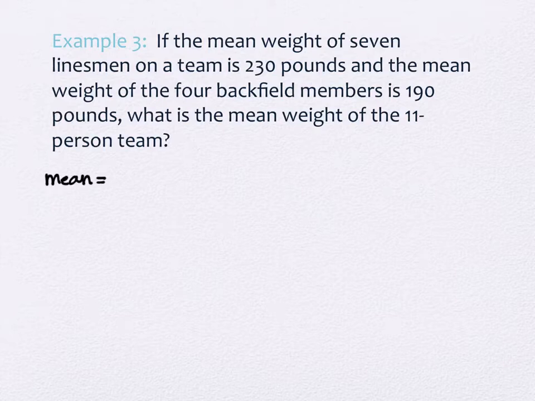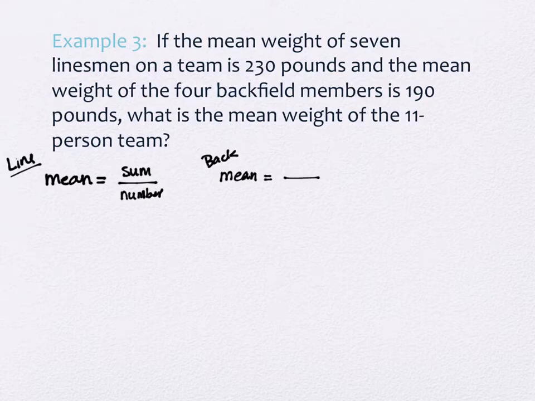So we can find the mean of the first group is going to be the sum over the number of them. So these are our linesmen. This is the line. And then I've got the backfield, so I'll label them back. I've got their mean, and it's their sum. In this case, it's the sum of the weights, not a sum of the points, sum over the number of them. And then I'll show you, this isn't the only thing we have to do, but this is the starting point that looks just like the last problem. What's the mean of the linesmen?